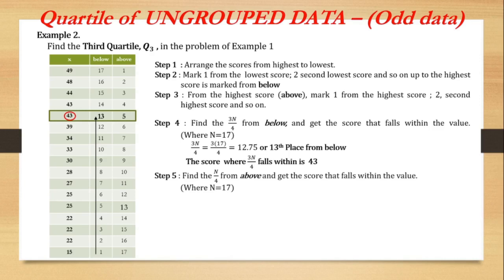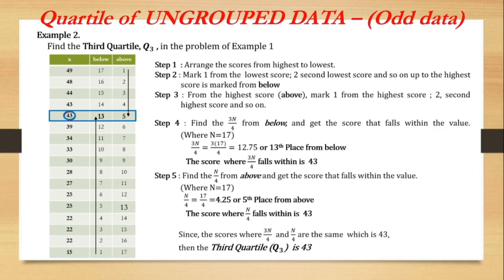Step 5, find the n over 4 from above and get the score that falls within the value where n is equal to 17. So let us compute. n over 4 is equal to 17 divided by 4, which is equal to 4.25, and let us now round up 4.25, that becomes 5, or the fifth place from above. So this is our fifth place from above. The score where n over 4 falls is 43.